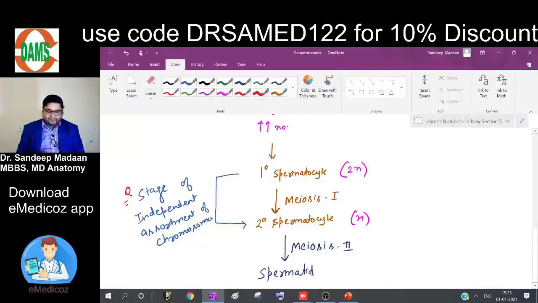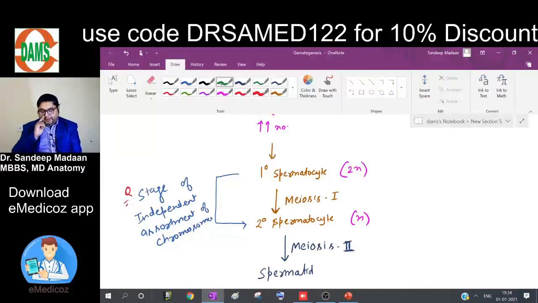Fine. Now my question is, meiosis 1 was meant to make the diploid cell into haploid. And what do we want? We want a haploid number. That number has already been achieved in the secondary spermatocyte. Then what was the need for meiosis 2 to occur? Why is there meiosis 2 when the haploid number has already been achieved? Can you please tell me what is the role of meiosis 2? Answer everyone.